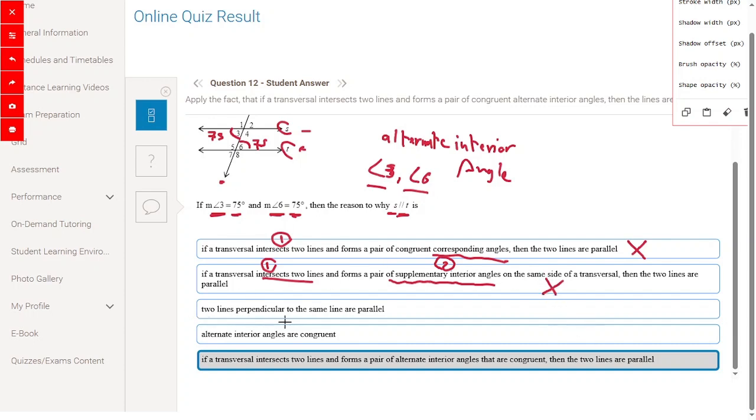Now, two lines perpendicular to the same line, of course, this is wrong. Alternate interior angles are congruent. Yes, alternate angles are congruent, but this is not enough. It has to validate two conditions. This is one of the conditions, not both of the conditions. So this is a wrong answer. Let's see this one. If a transversal intersects two lines, this is condition 1, and forms a pair of alternate interior angles that are congruent. These two angles, 3 and 6, are alternate and congruent. So then the two lines are parallel, so this is the right answer.